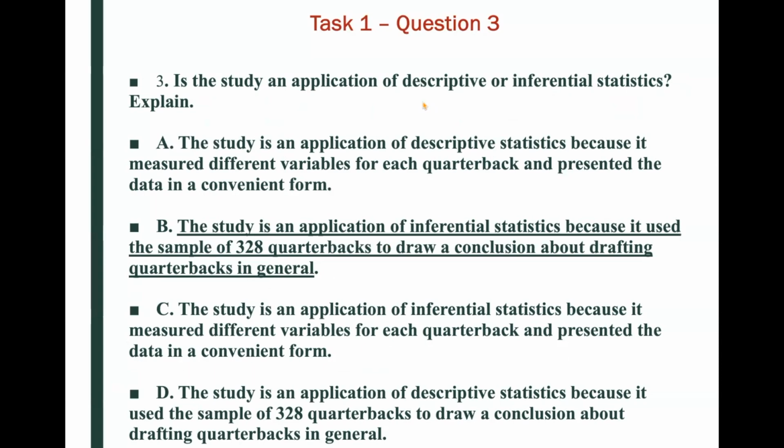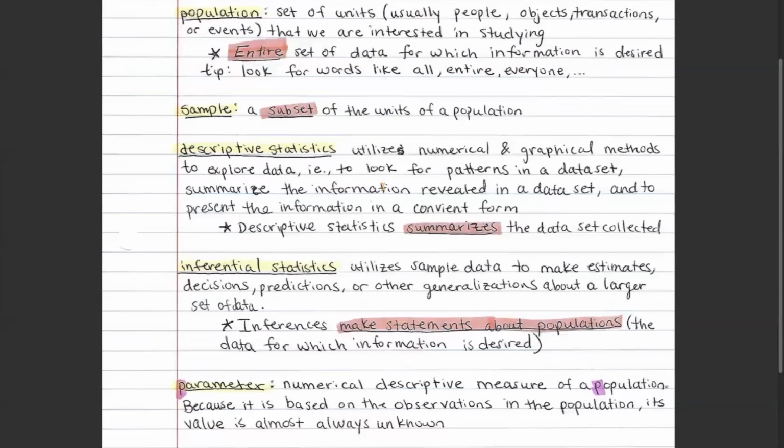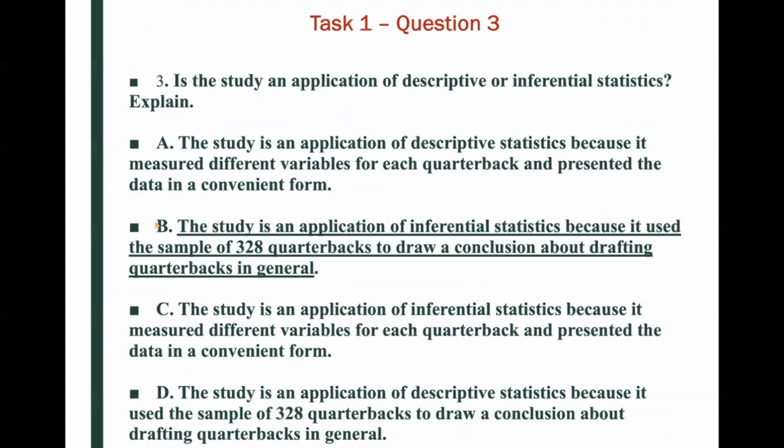Explain. So just to refresh our memory, let's look at the definitions for descriptive and inferential statistics again. Descriptive statistics summarize the data set collected. In inferential statistics, we have to keep in mind that inferences make statements about populations. Okay, so again, we're tasked with determining if the study is an application of descriptive or inferential statistics.